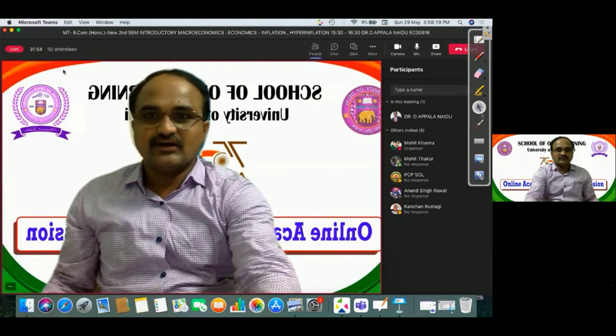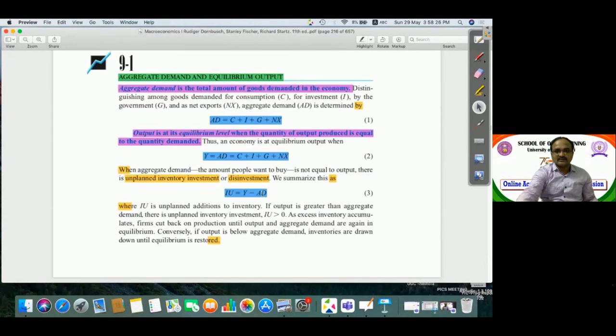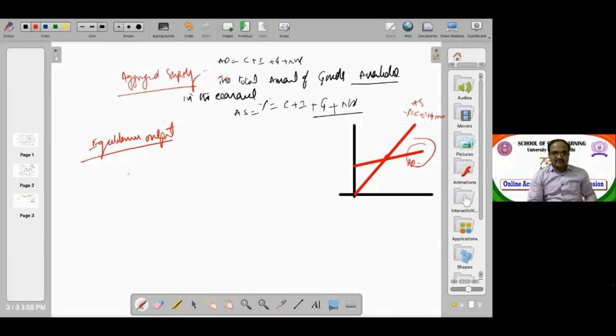So now we are discussing this point, where aggregate demand is equal to the level of output. This is the point. We are discussing the blackboard. So what is the equilibrium output? The equilibrium level of output happens where the quantity of output produced is equal to the quantity demanded.